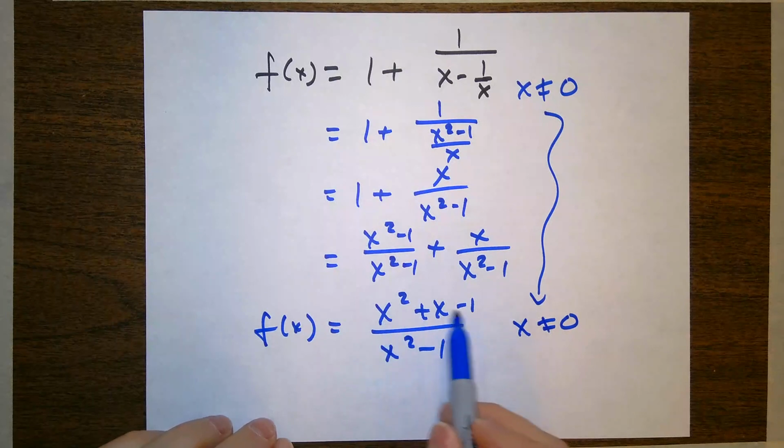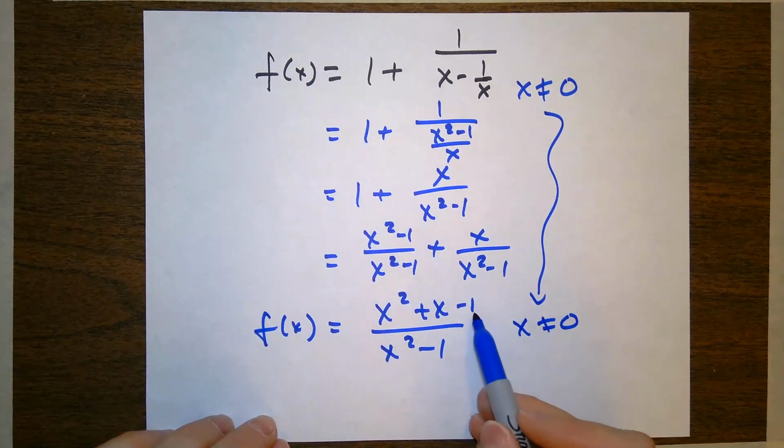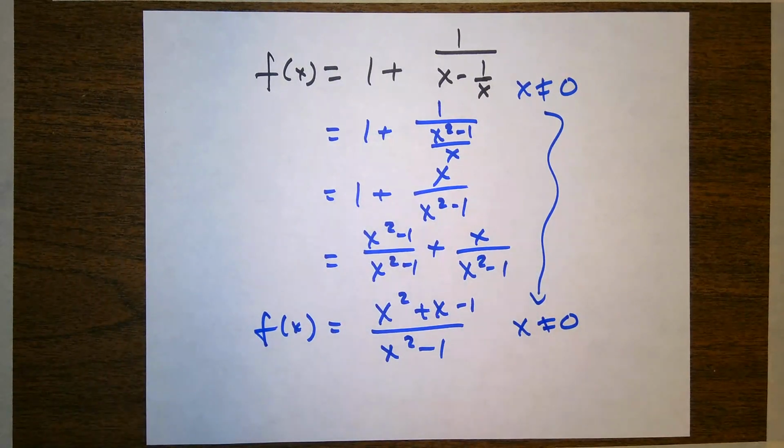So now we can see we've got a nice, well-behaved rational function. And we can see it's a second degree over a second degree, lead coefficients of 1 and 1, constants of negative 1 and negative 1. All of those things become important a little bit later.